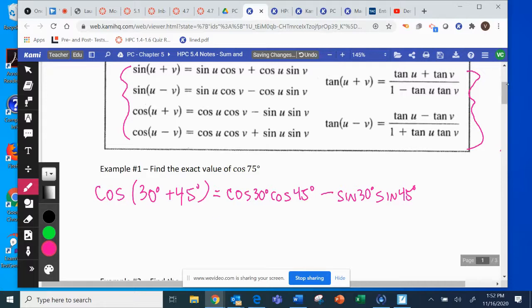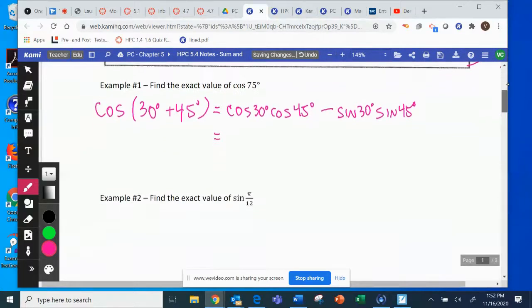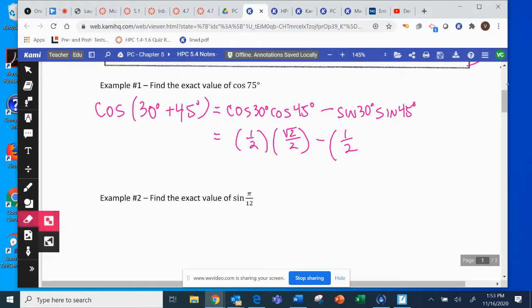So once I've plugged those in, I can find the value of cosine 30. Anybody know it? 1/2. Cosine 45? Radical 2 over 2. Sine of 30? Well, how is that possible? You guys all told me this was 1/2. So you were wrong? We should know these very well. It is radical 3 over 2. I was writing down what you all were saying.